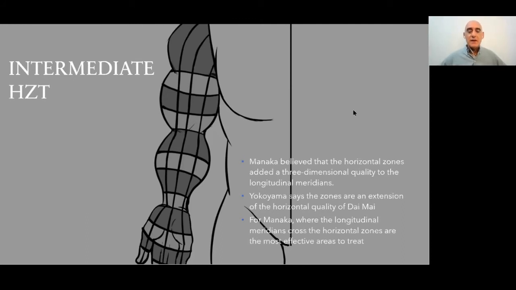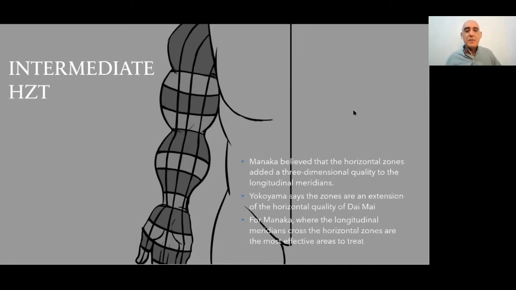So he felt that if you draw the meridians on the arm, as you'll see from this illustration here, and then you draw the horizontal zones on the arm, what you've got is a three-dimensional model of the body. It's like a very primitive computer rendering of an arm. So he thought that integrating these two systems together gave you a much more three-dimensional way of viewing pathology in the body, and of palpating, and of finding reactions.